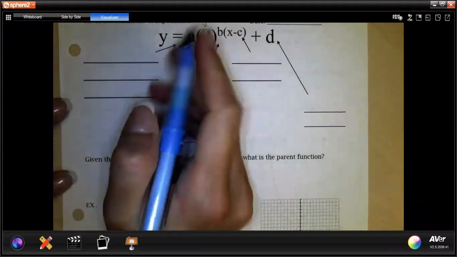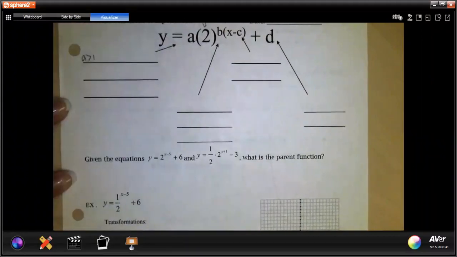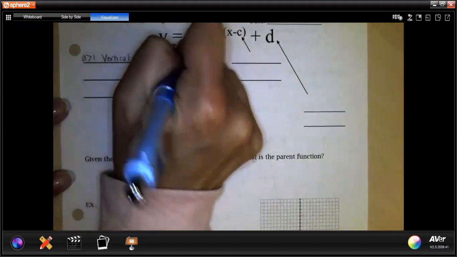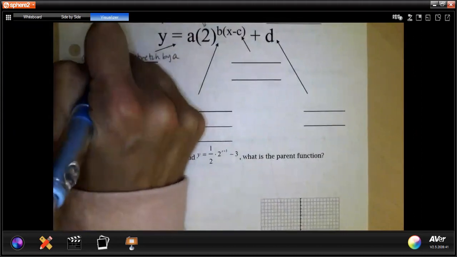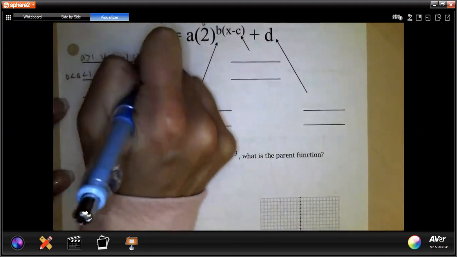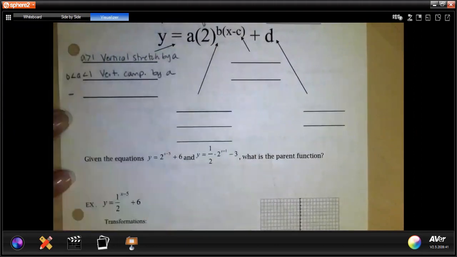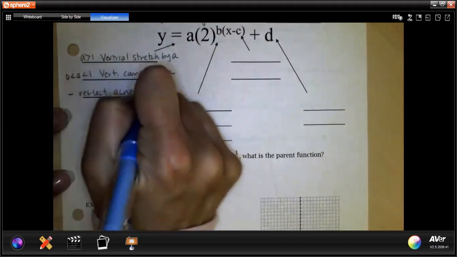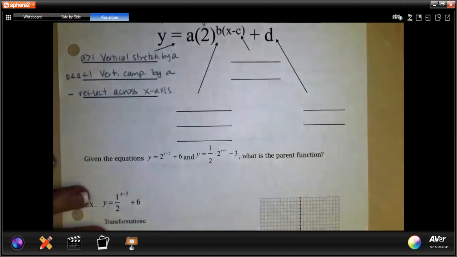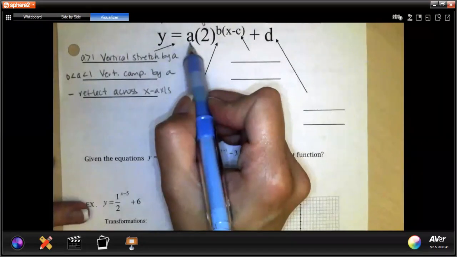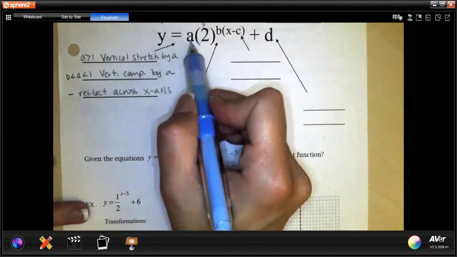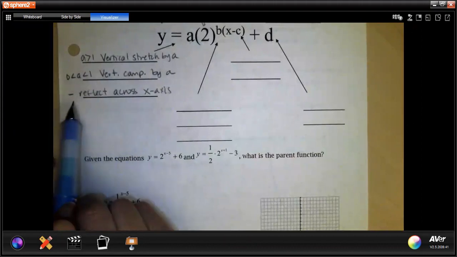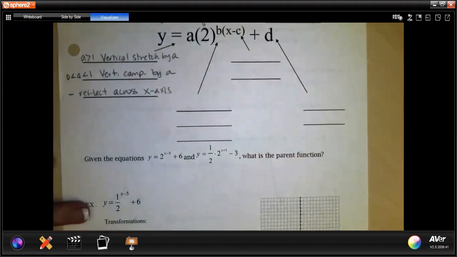So our a value here, if a is greater than 1, it is a vertical stretch. If it is between 0 and 1, it is a vertical compression. And if it is negative, then it is a reflection across x. So that's up in the front. That's what's going to be multiplied times the 2. If it is bigger than 1, vertical stretch. If it's between 0 and 1, vertical compression. And if it is negative, then it is a reflection across the x-axis.